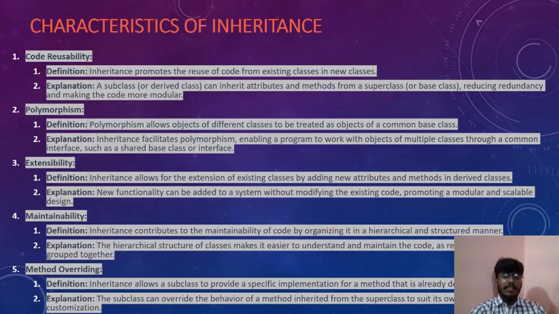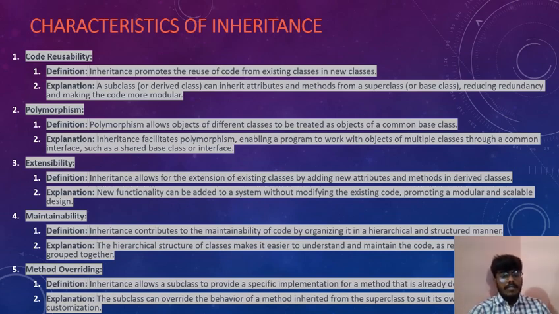The next, characteristics of inheritance. First, code reusability. Definition: inheritance promotes the reuse of code from existing classes in new classes. A subclass can inherit attributes and methods from a superclass, reducing redundancy and making the code more modular.